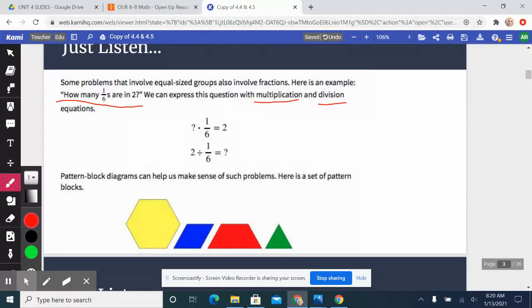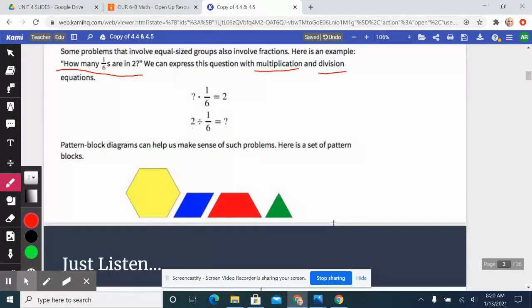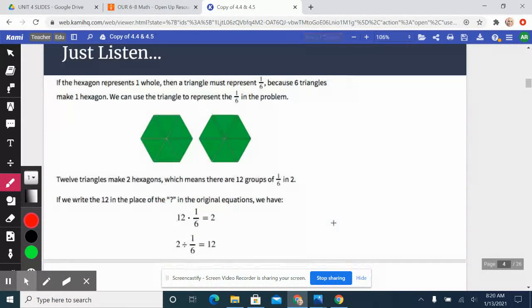So now these pattern blocks are what we'll be using to help us visualize how these fractions work. If a hexagon represents one whole, so this hexagon here, they're telling you that that's 1. One of the triangles, they're telling you, is 1/6 because 6 triangles make a hexagon. As you can see, there's 6 different triangles that make up the hexagon. So we can use a triangle to represent 1/6 in the problem.